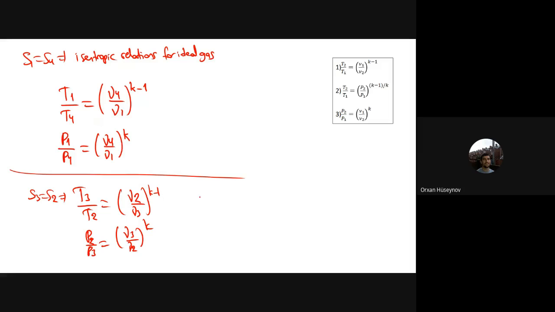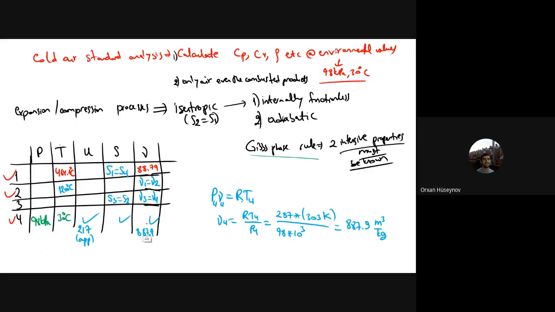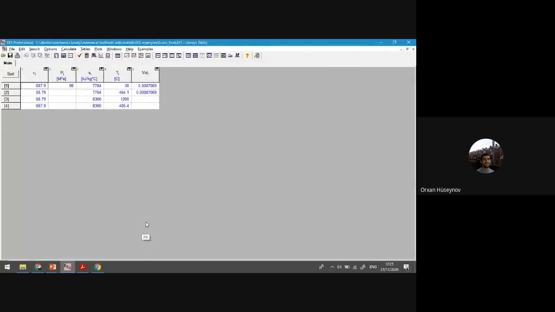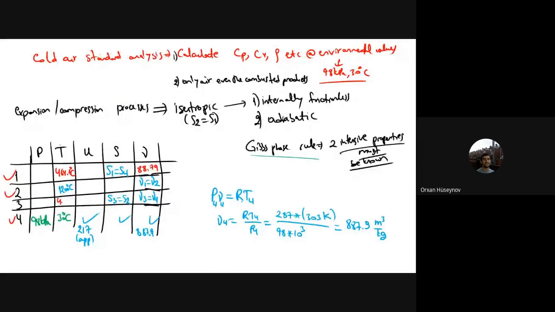So by using these relationships, you can find the temperature and the pressure values. And for the temperature value for state 3, you will have 405.4 degrees Celsius. Okay, so I know the temperatures, I know the pressures, I know the entropy values, and I know the specific volume values. So let's find the power of it.